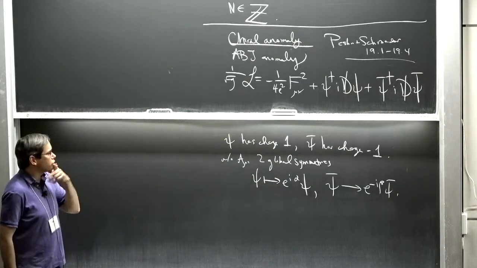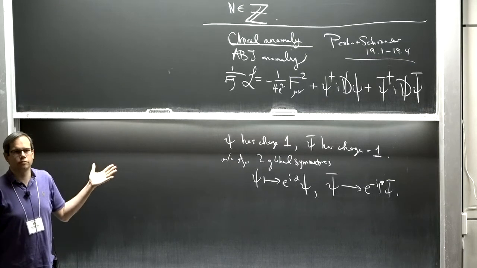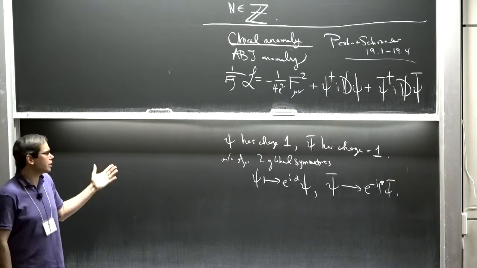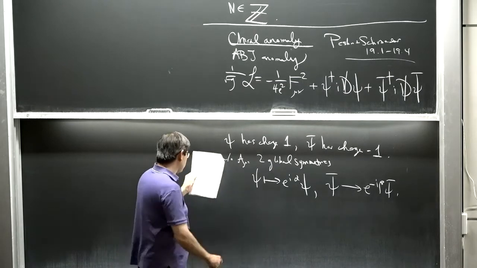But you can say, well, we started out with two global symmetries. We gauged one. We should have one left. Okay, and so any combination that's not the one we gauged, we could think of as being a remaining global symmetry.